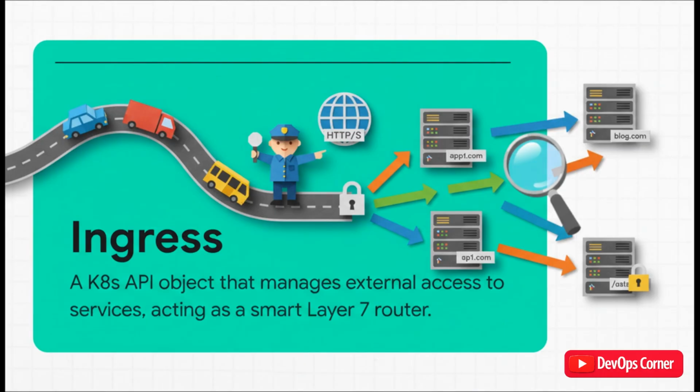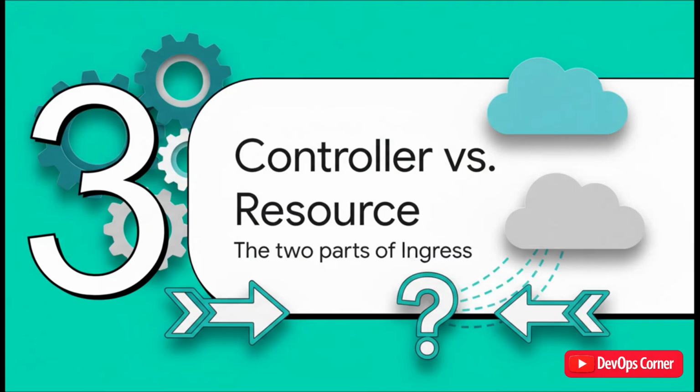It's a native Kubernetes object that acts like a smart traffic cop for your cluster. It's a layer 7 router, which is a fancy way of saying it understands web traffic. This lets it do really cool things like look at the domain name or the URL path and route the request to the right place, all while handling tricky stuff like SSL termination for you. Now, to really get Ingress, you have to understand that it's not just one thing. It's actually a system with two critical parts that have to work together. And honestly, this is the concept that trips up most people when they're starting out.